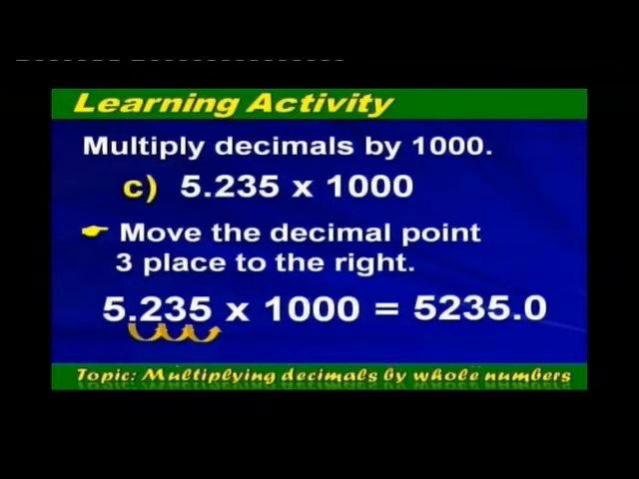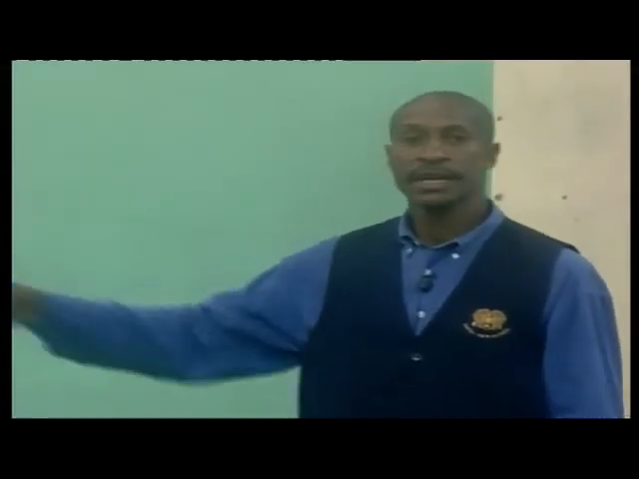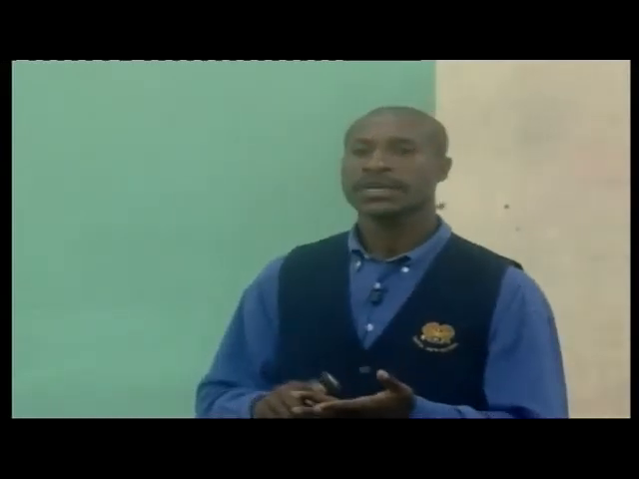Receiving students and 6s, just to sum up what I have just gone through with you: when you are multiplying by 10, 100, and 1000, we move to the right, depending on the number. If you are multiplying by 10, you move one place. If you are multiplying by 100, you move two places. And if you are multiplying by 1000, you move three places.